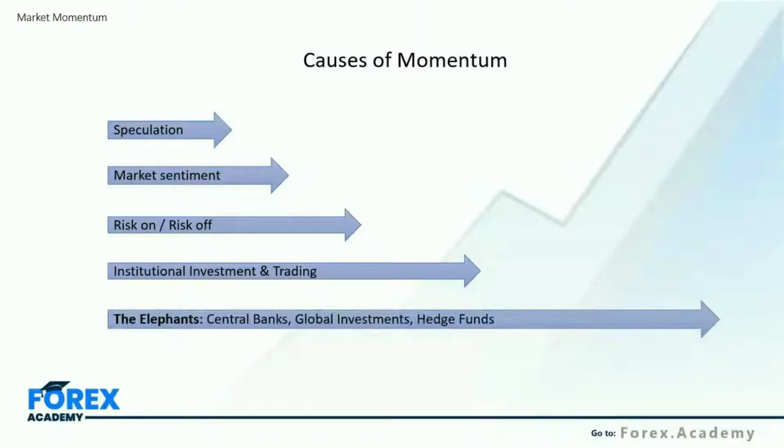So the often overlooked causes of momentum are certainly the elephants in the room. Perhaps traders don't give these entities enough credence in terms of their potential power to drive markets and to push momentum in certain directions. And that is without a doubt our central banks. They're also your global investment entities and your global hedge funds as well.